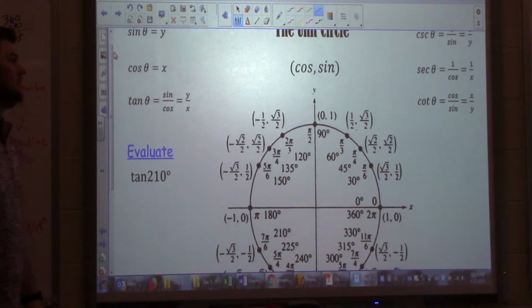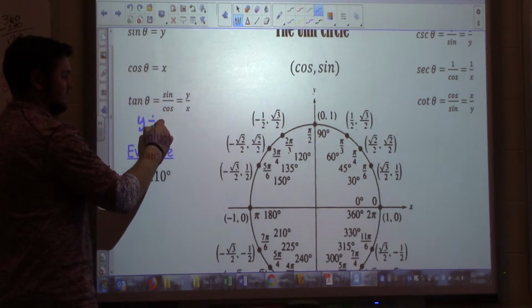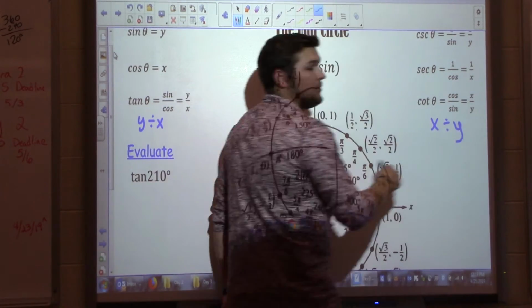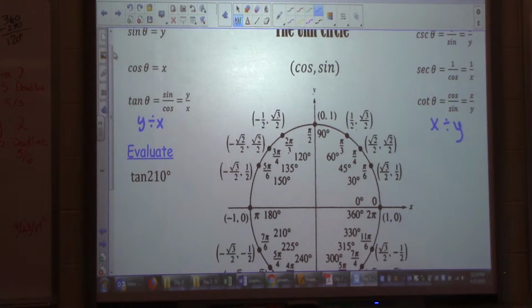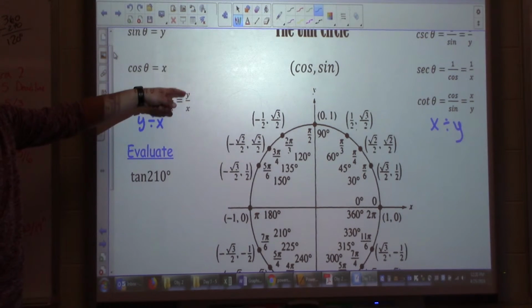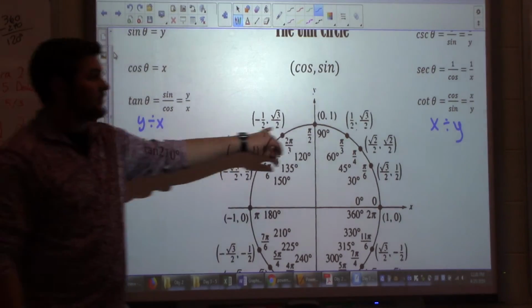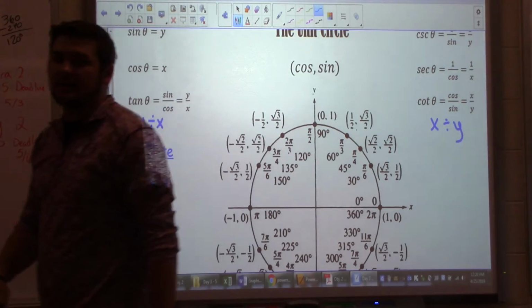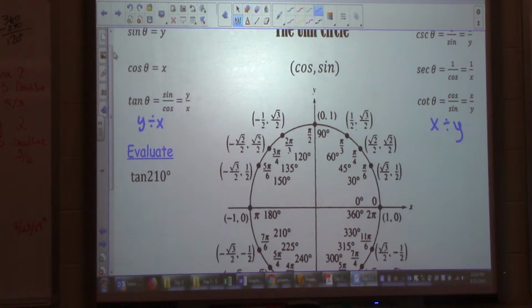Tangent. Tangent theta is y over x, right? Hold on a second. I'm going to write it as y divided by x. And I'm going to change this one to x divided by y. You can put that on your unit circle if you want, because that's how I'm going to write it out in my examples. So instead of y divided by x like this, write it out like this. And for cotangent, instead of x divided by y up and down, x divided by y on its side like that, because it's going to make sense in a second.